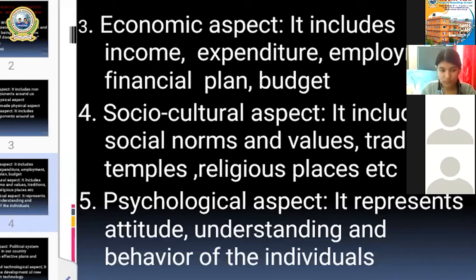So in this way, we can clarify that the psychological aspect is also one of the important aspects, which clarifies that the three terms health, population, and environment are interrelated with each other.